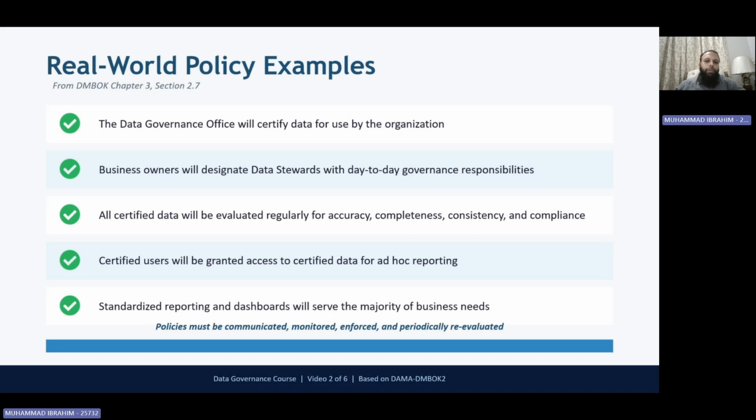Second, business owners will designate data stewards with day-to-day governance responsibility. This establishes the stewardship chain. All certified data will be evaluated regularly for accuracy, completeness, consistency, and compliance. Notice how this connects to measurability. Certified users will be granted access to the certified data for ad hoc reporting.